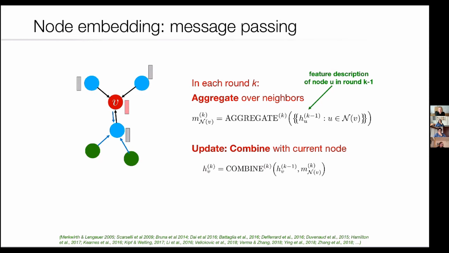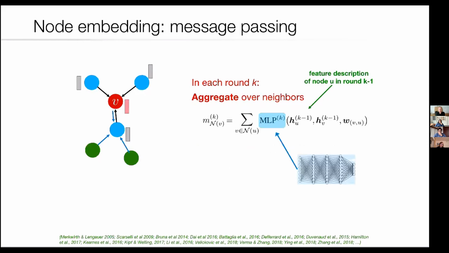So combine is typically just a weighted average. And aggregate is usually parameterized by a small neural network. So you have that little neural network sitting inside, and that's typically just a fully connected neural network, an MLP.